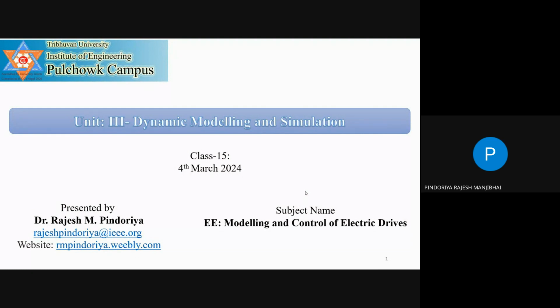And this is unit number fourth, that is dynamic modeling and simulation. So not unit number third; unit number third we already covered. This is your unit number fourth, dynamic modeling and simulation. Unit number third we already completed, that is control of the electric drives.